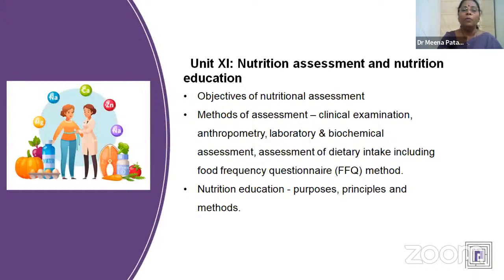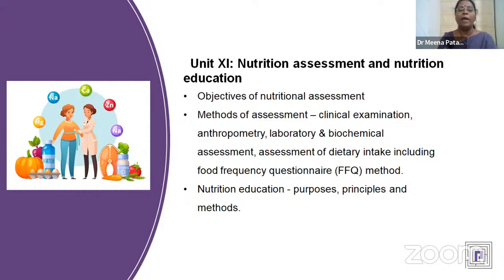Now, Unit 11 covers nutrition assessment and nutrition education. Then objectives of nutritional assessment, methods of assessment. What is nutritional assessment? We generally do a health assessment, but health is also related to the nutrition consumed by the patients. So nutritional assessment is very important.